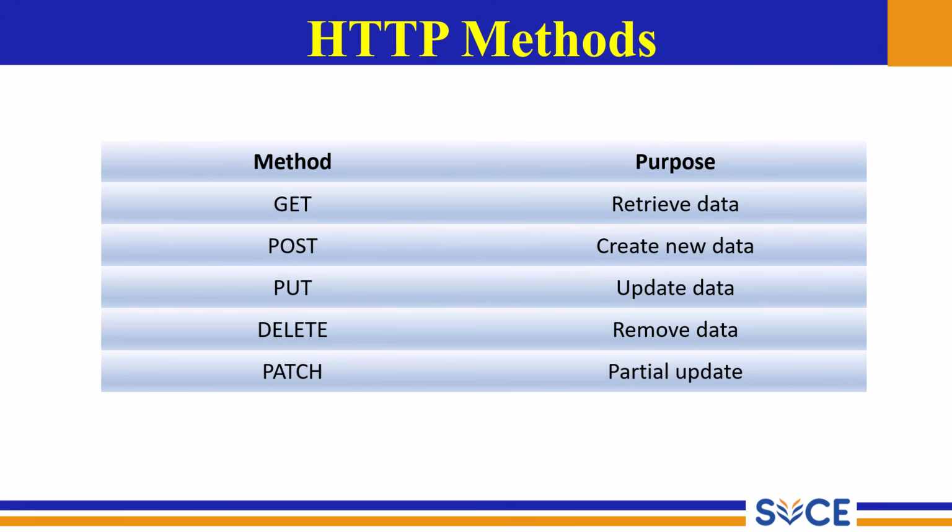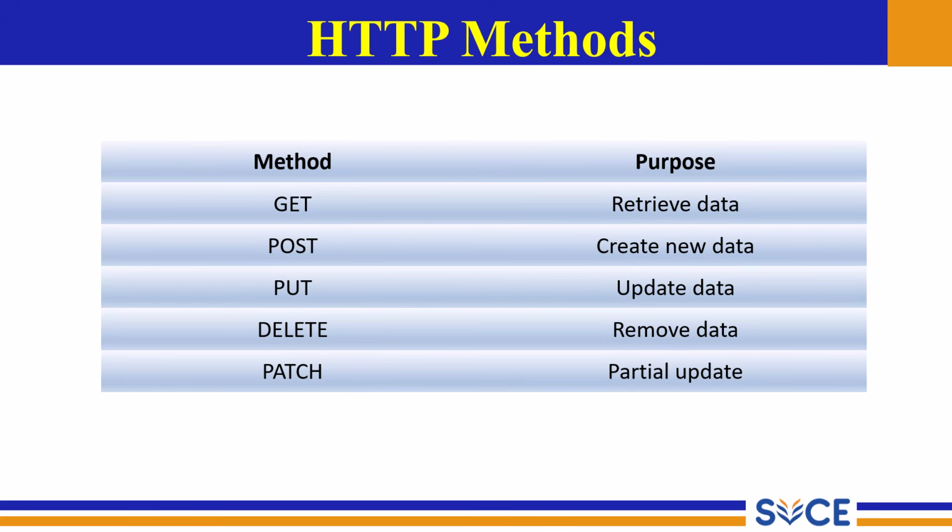HTTP methods. There are 5 important HTTP methods. The GET method, which is used to retrieve information. The example for the GET method is to display all the students. The POST method, which creates new data. The example for the POST method is student registration.